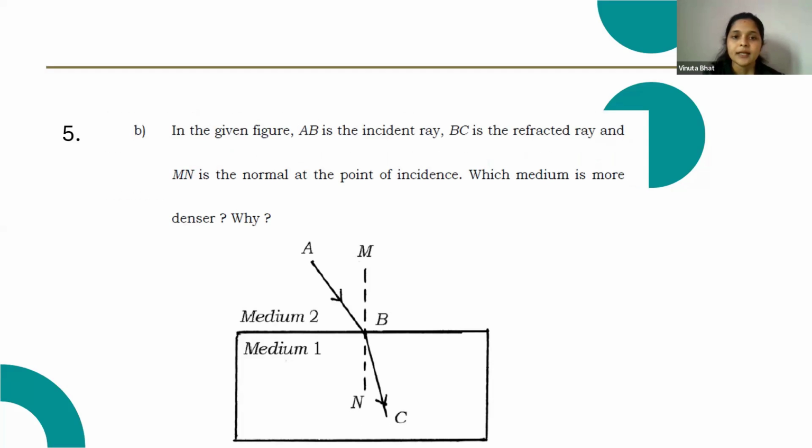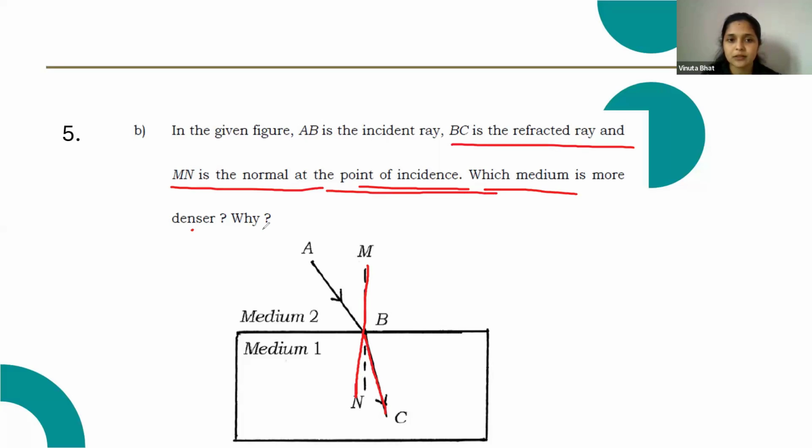Next question. In the given figure, AB is the incident ray which moves from medium 2 to medium 1. So this topic is also not there in your syllabus. BC is the refracted ray, and MN is the normal at the point of incidence.